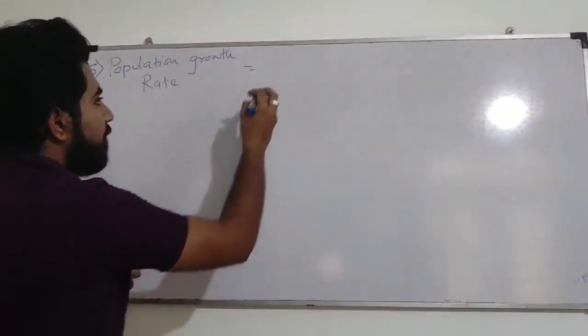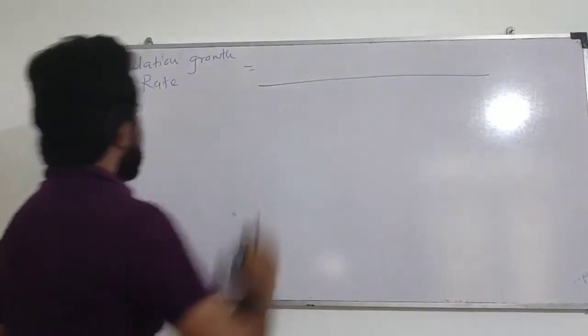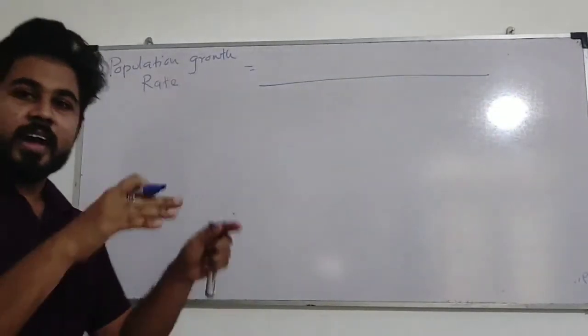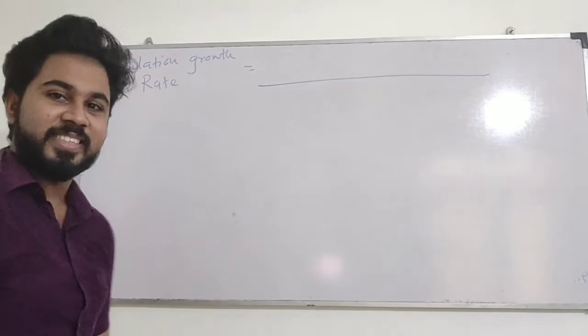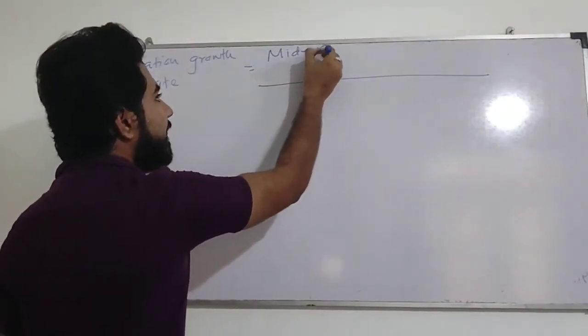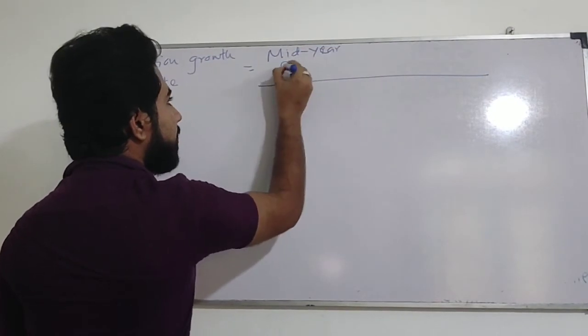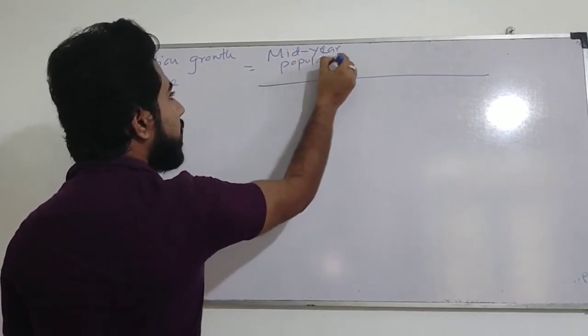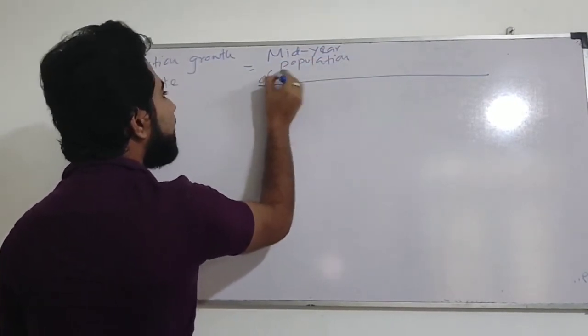Okay, so how can we calculate this? The population growth in the current year is compared to last year. So what should we do? Take mid-year population, the mid-year population of the current year.